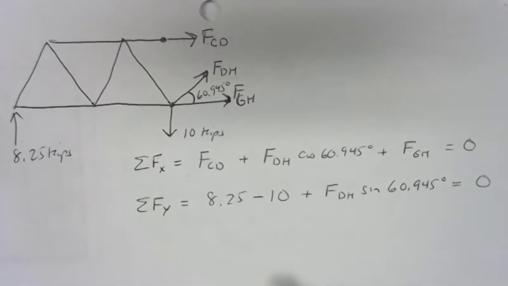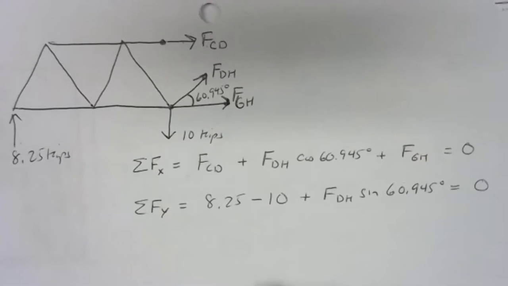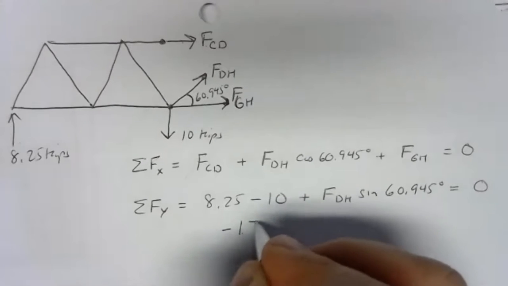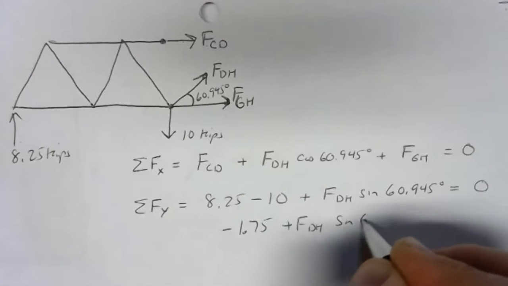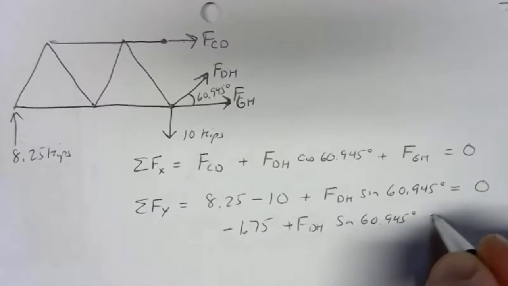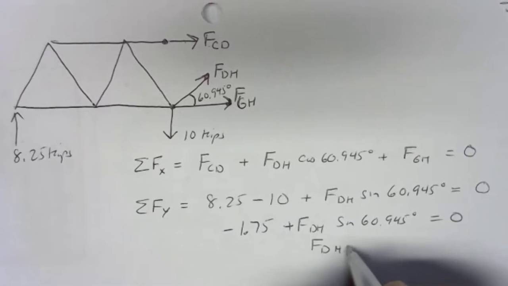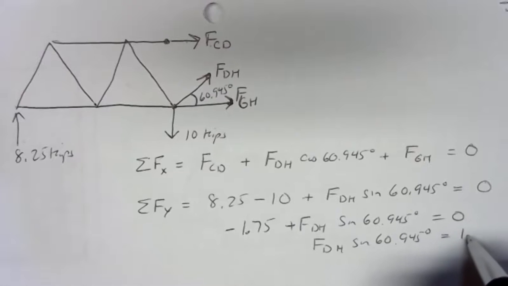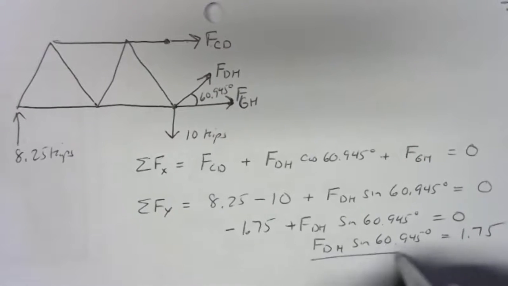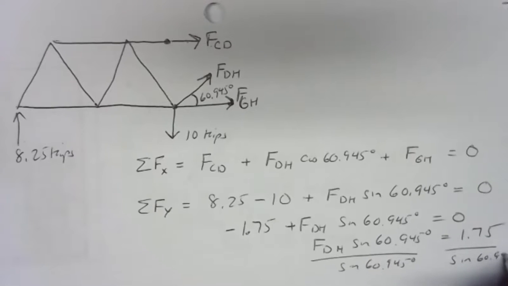So let's solve that. So we have 8.25 minus 10. And that gives us a negative 1.75 plus FDH sine of 60.945 degrees. That's 0. We'd add 1.75 to both sides. So we have FDH sine of 60.945 degrees, and that equals 1.75. Divide both sides by the sine of 60.945. And we'll get our final answer.